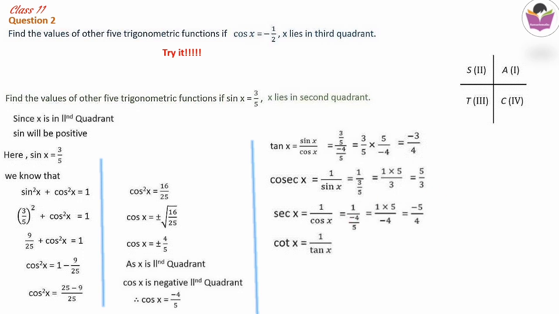Next is cot x. Cot x is 1 by tan x. We know the tan x value, that is minus 3 by 4. So 1 divided by minus 3 by 4, as before when we take the reciprocal, means 4 divided by 3. Minus sign also is there, minus 4 divided by 3. So these are the other trigonometric ratios we have calculated.